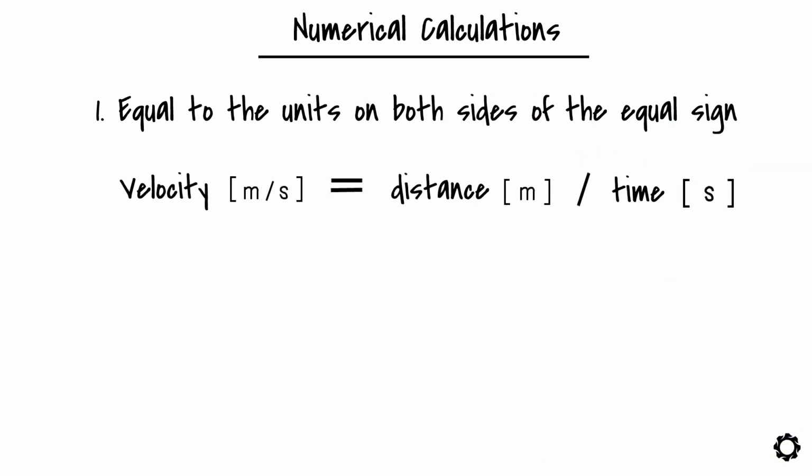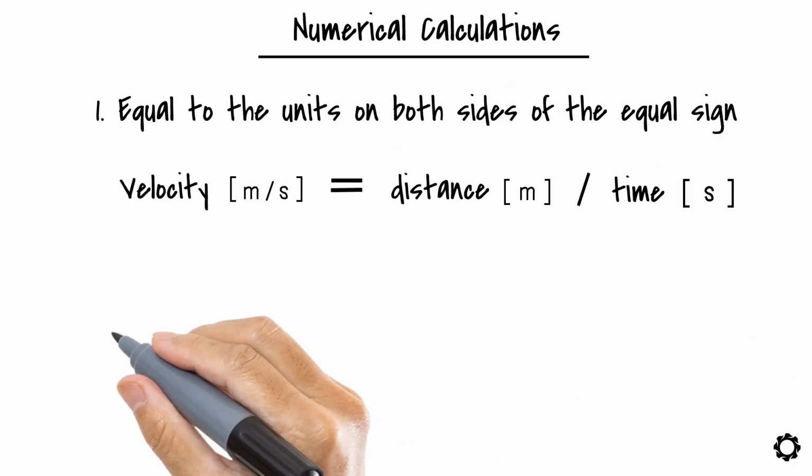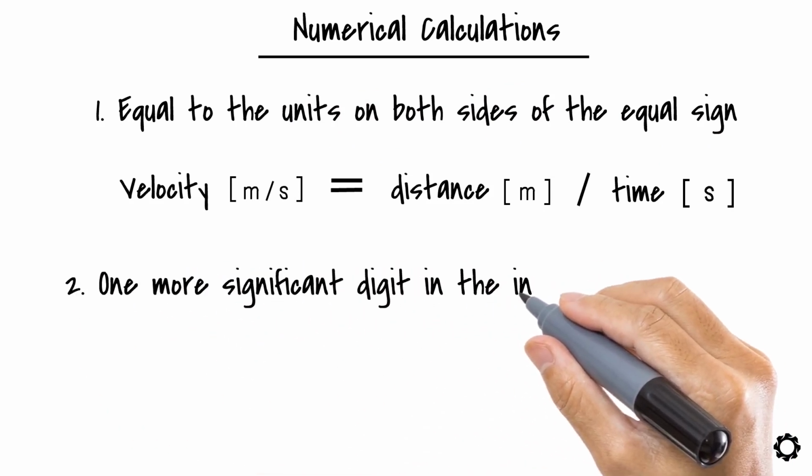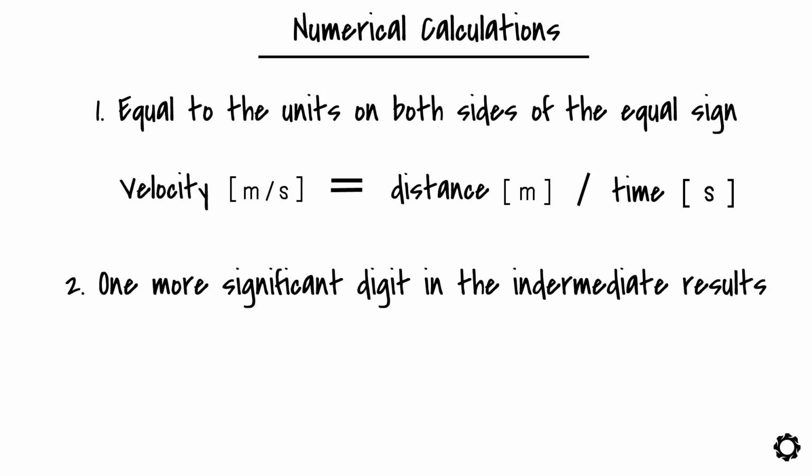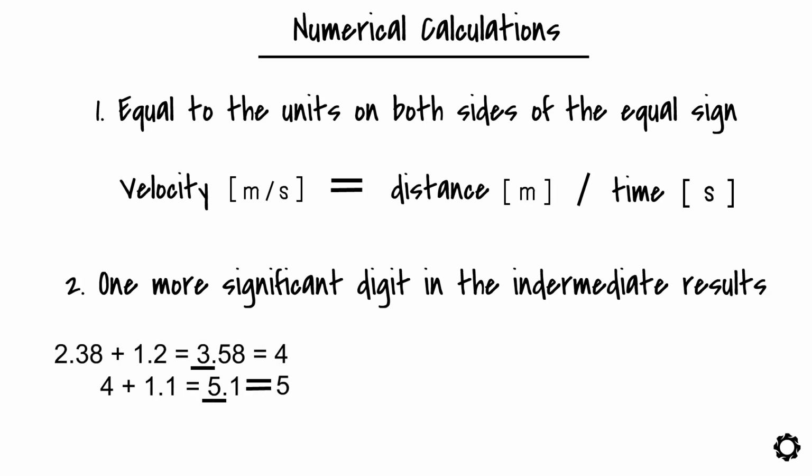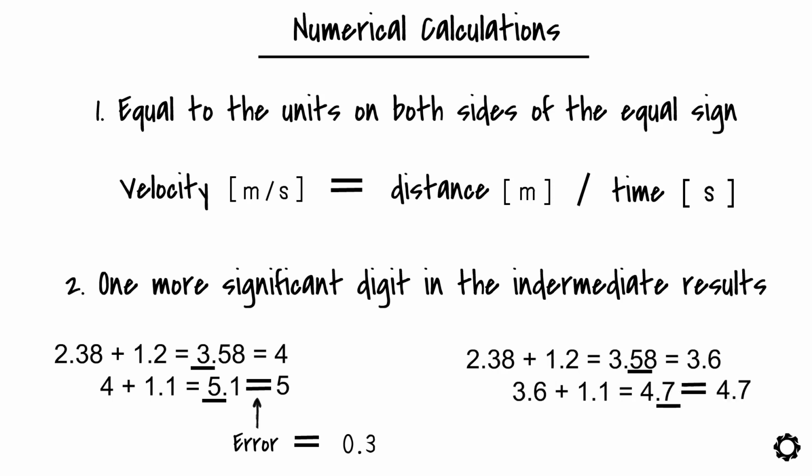Another equally important thing to remember is that there must be at least one more significant digit in the intermediate results than in the final answer. If you start rounding up the intermediate results too soon, this may cause an error in the final answer. The quantity of the error depends on how much the intermediate results are rounded and at which point in the calculations. By taking these things into account, your chances of getting the right result increases.